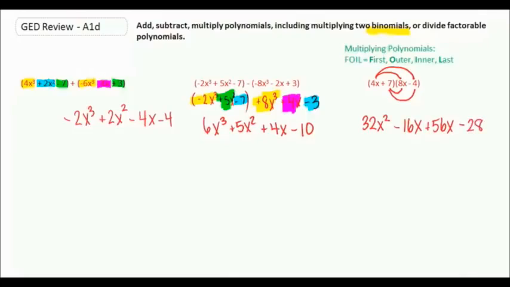And really what we have to do now is combine our 2 middle terms. So we just bring down our 32x squared. Negative 16x plus 56x is positive 40x, and then minus 28.